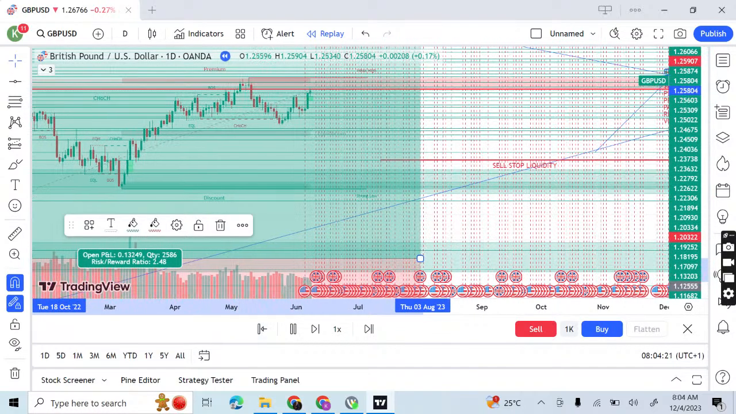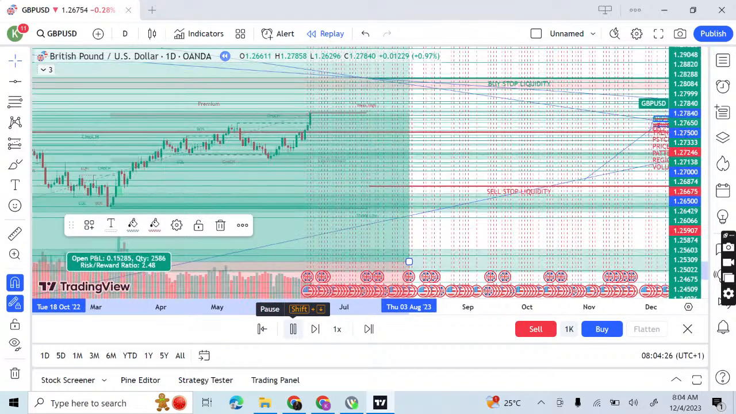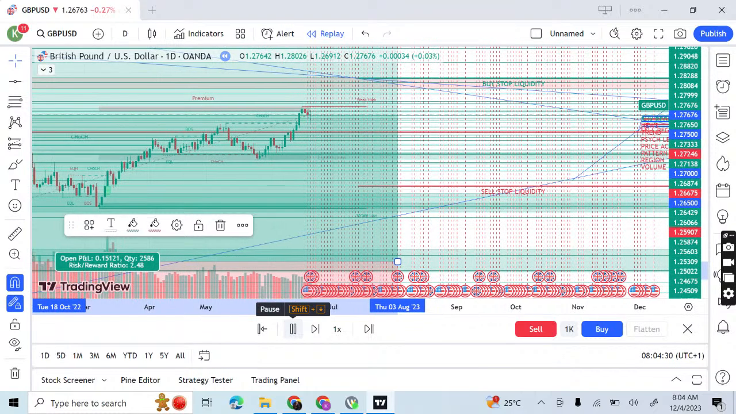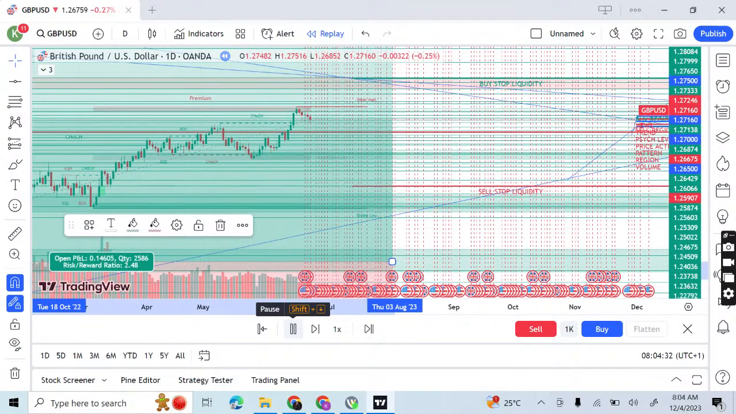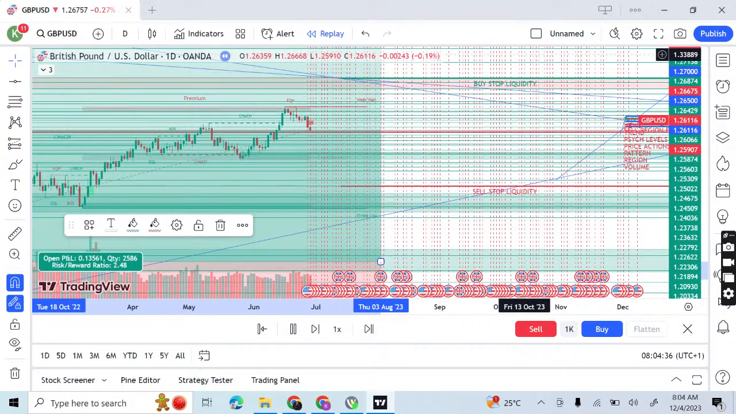So if you can catch this kind of move in the market, then you have a great move. Did you see that? Alright, so this is all we can take for today.